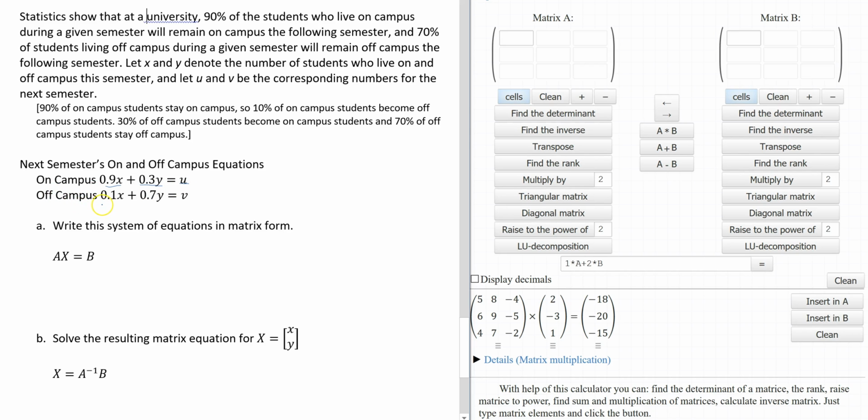For off-campus students, 10% that used to be on campus become off campus, and 70% that were off stay off. So the total number of off-campus students is V. Okay, so that helps me write my matrices. Matrix A is going to be the matrix that's a 2 by 2 with the coefficients for X and Y. And then matrix X, which is our variables. And that will equal matrix B, which are the U and the V, since I don't have values for that.